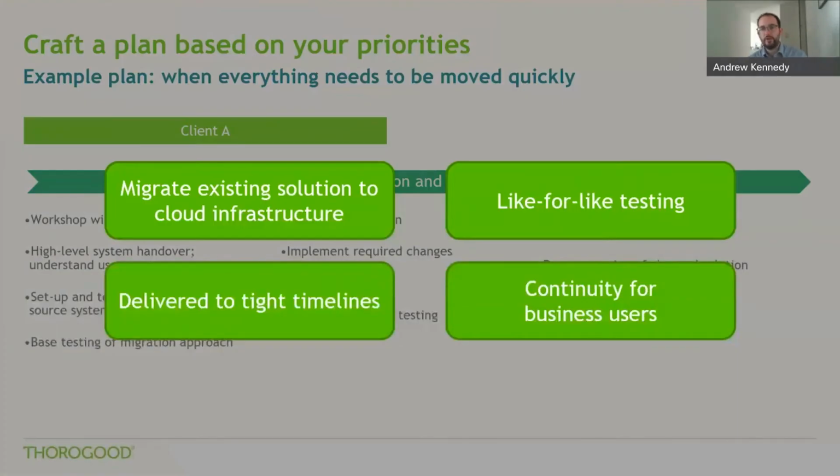So what did we achieve? What was our success in this one? We migrated the existing solution to the cloud infrastructure in line with the goals and in line with the plan. We delivered to the very tight timelines. So that 6-week move, we were able to plan everything, migrate everything, test everything very quickly.